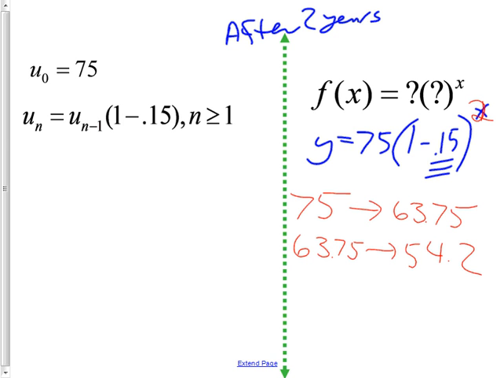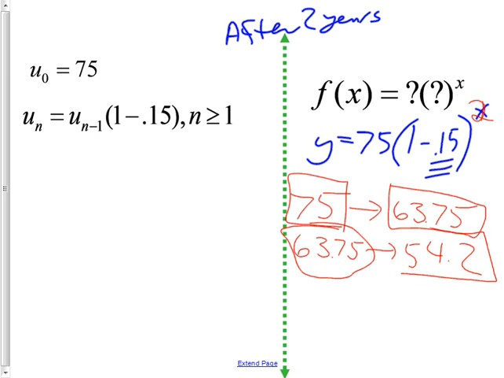So at the beginning, the very beginning was right here. At the end of the first year was right here, but that's still kind of in the first year. And then this started the next year with that, and then that's the end of the second year. Okay, so at the end of the second year, you could just put in a 2 for your equation, and you'd get 54.2.